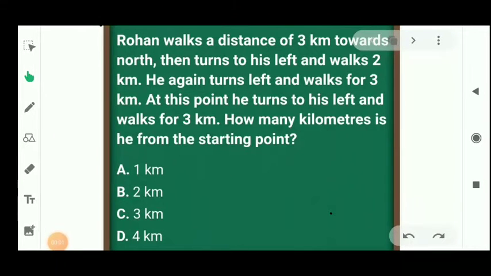Hello students, today I will start chapter number 12 of your reasoning book, that is direction test. Let's see the question number 1.